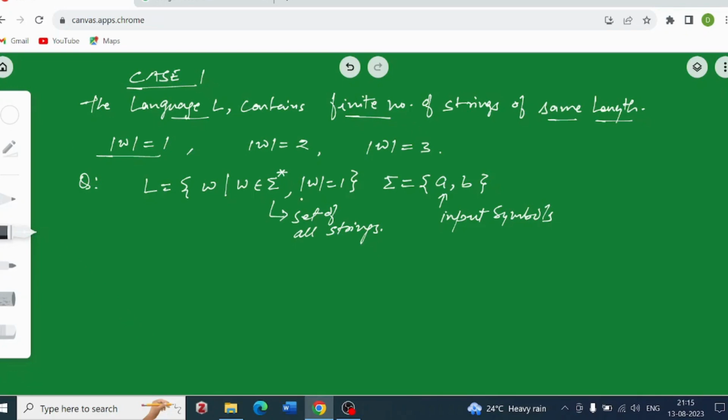So because the second condition is that the string length is 1, the automaton will have the language in which the strings will be a and b. The language L will contain strings of length 1 only. So a is a string whose length is 1 and b is another string whose length is 1.